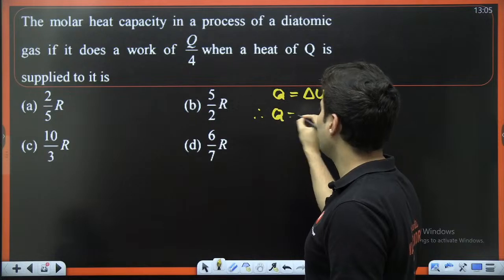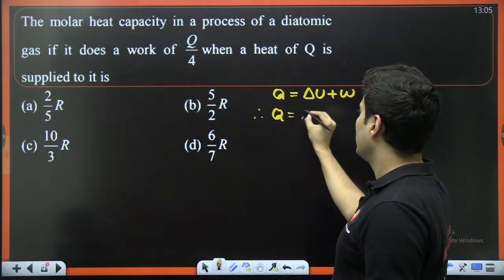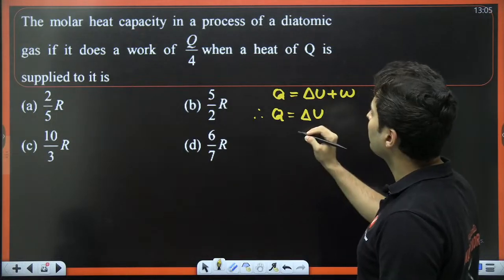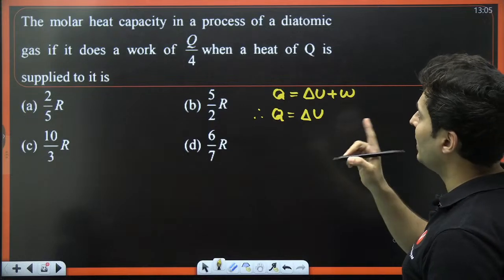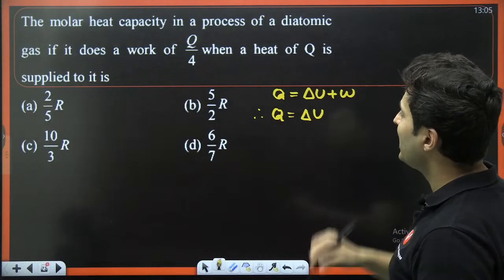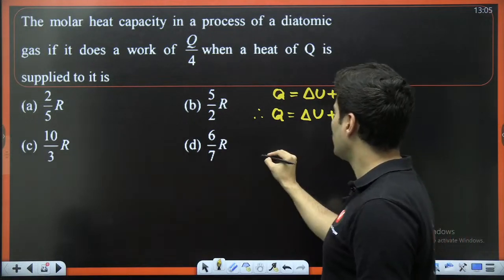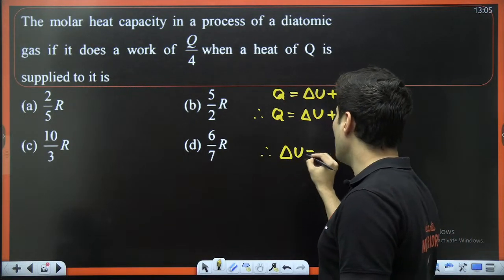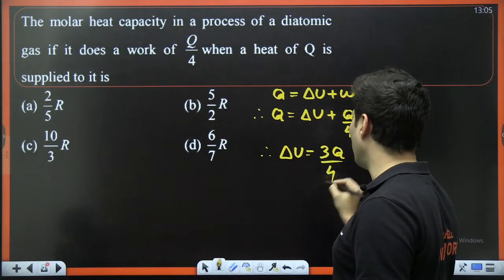Clearly, what and all is given. Work is done by the gas, and that is basically Q by 4. So therefore, delta U will be Q minus Q by 4, which is 3Q by 4.